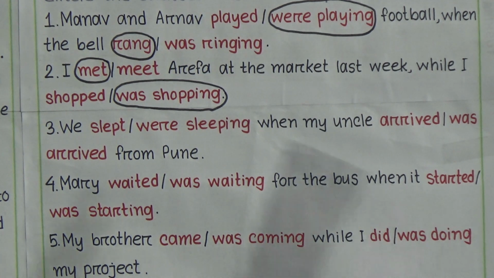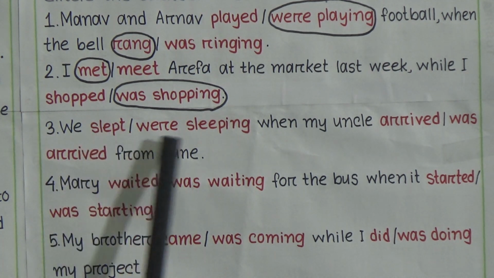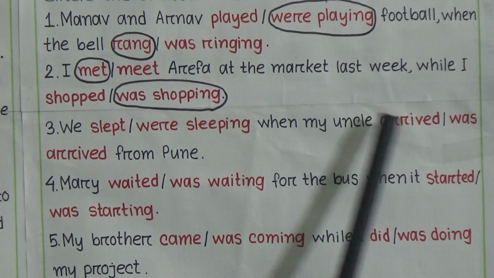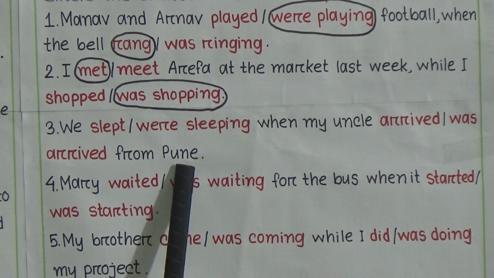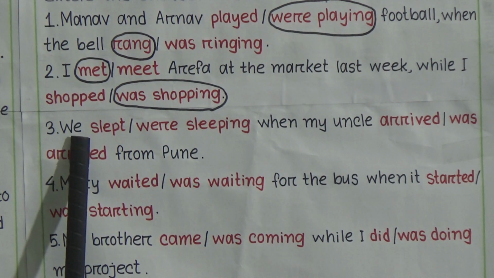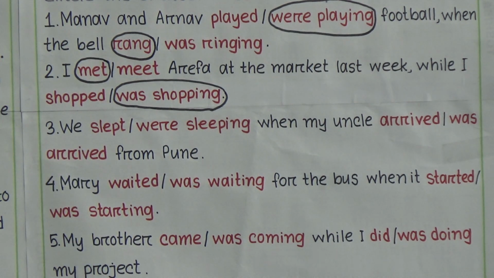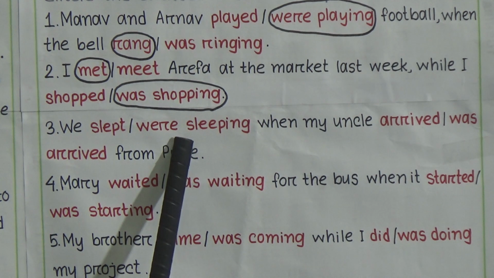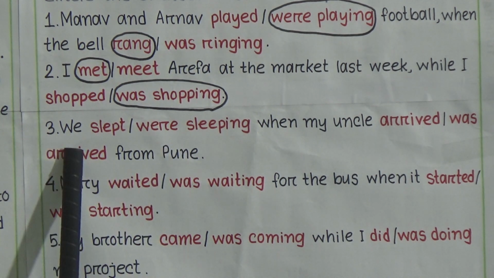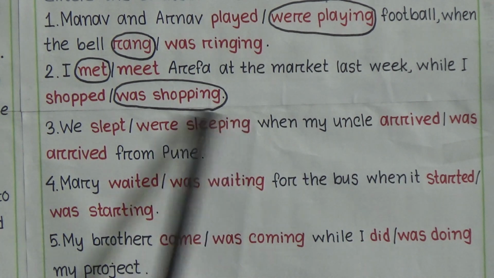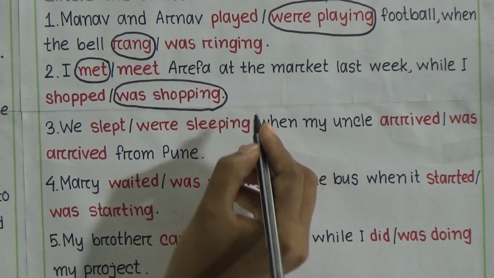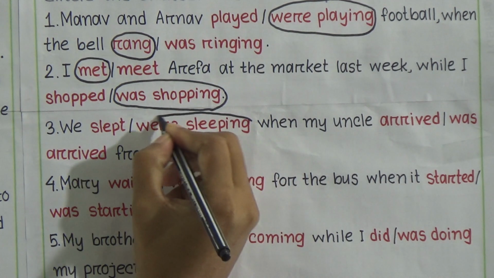Okay, now come to number 3. We slept or were sleeping when my uncle arrived or was arriving from Pune. Students, again, we. I hope you know what will be the correct answer. Yes, with we we have to use a plural verb. So we have to make a circle here, were sleeping. We were sleeping.